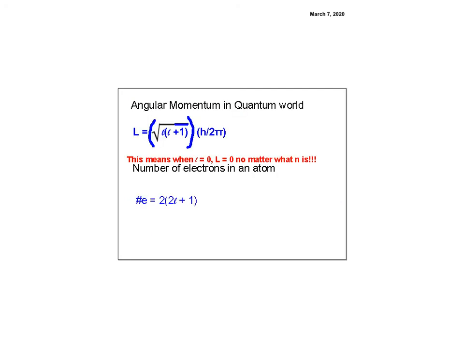So if you're trying to figure out the angular momentum in the quantum world, L is equal to the square root of L times L plus 1 times h over 2 pi. So the h over 2 pi is the same, but now we see that it depends on L, right, and not on n. And I keep emphasizing that because that's what's important.